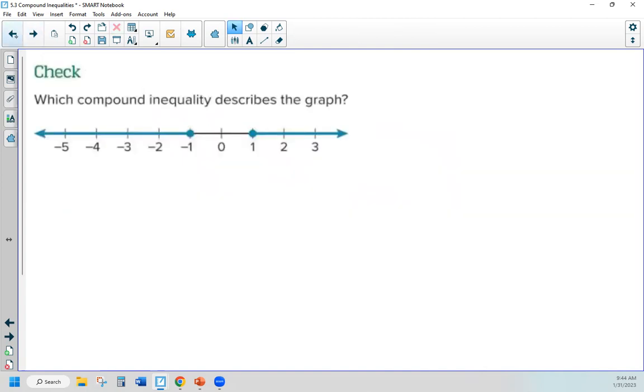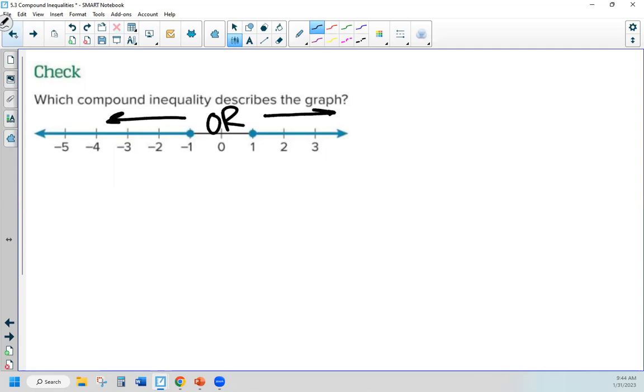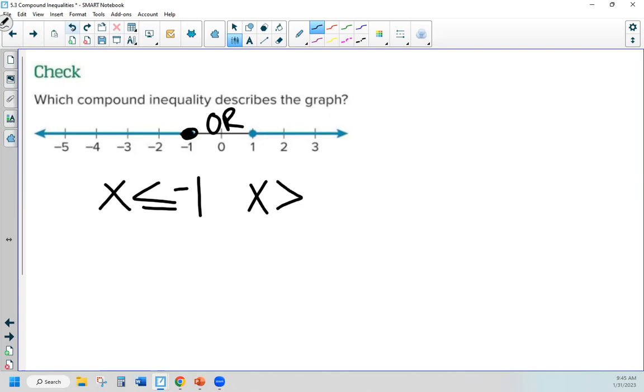Which compound inequality describes the graph? All right, so here, once again, we have or. We have that side or we have that side. All right, that's pretty self-explanatory. So right here, we're talking about the numbers that are less than, close circle, or equal to number -1. On this side, we are talking about the numbers that are more than, so because we're going to the right, close circle, or equal to the number +1.